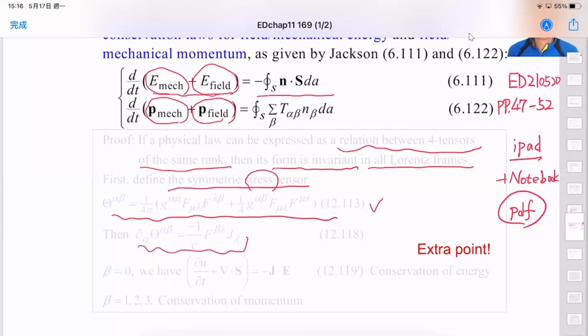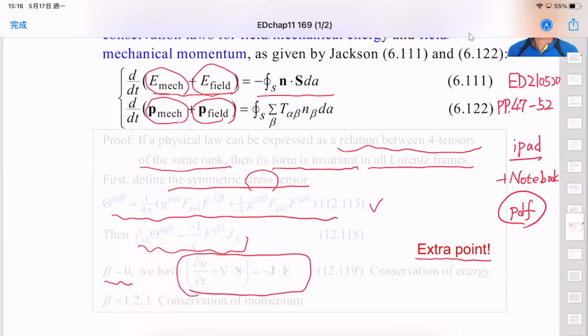It's not a rigorous proof. Just to show you how to prove. If you want to do that, you will win extra points, 5 points at most. Beta equals 0. We have these relations.